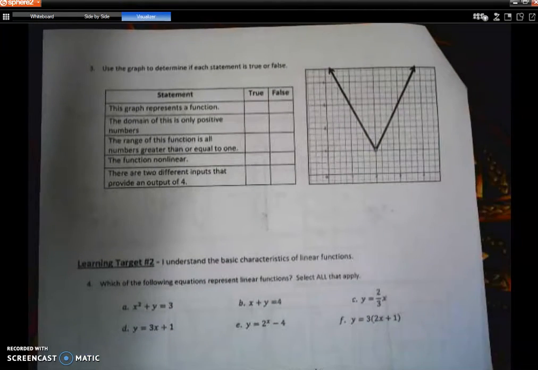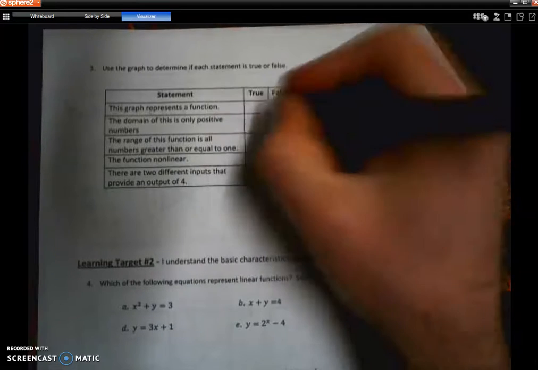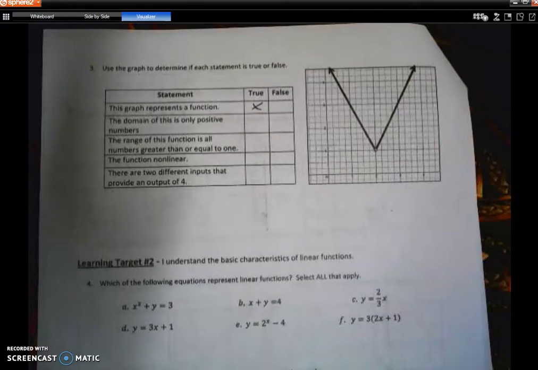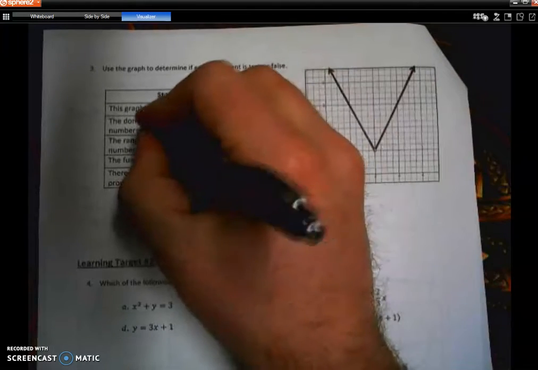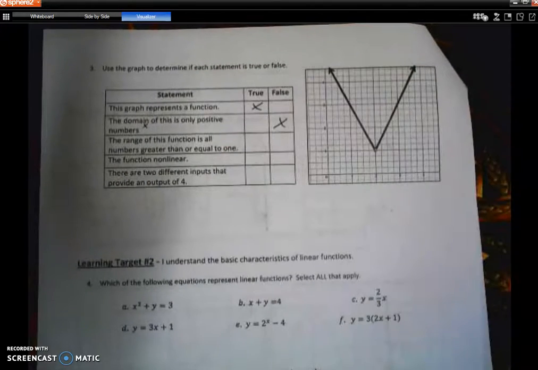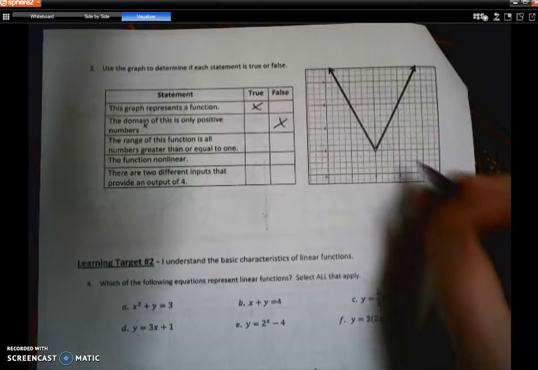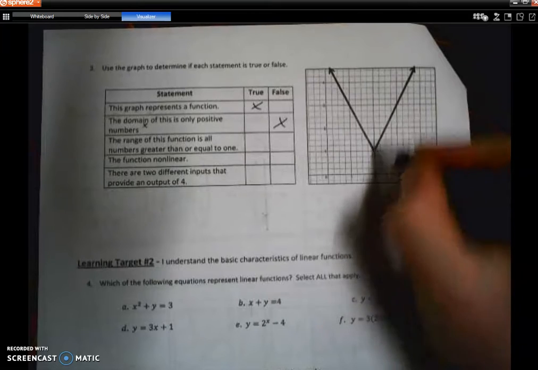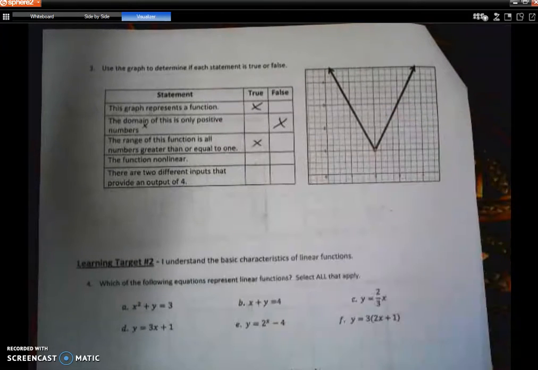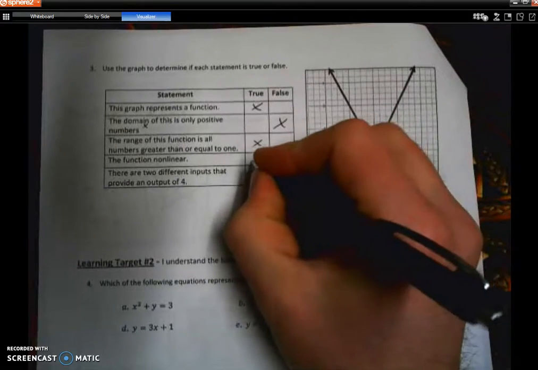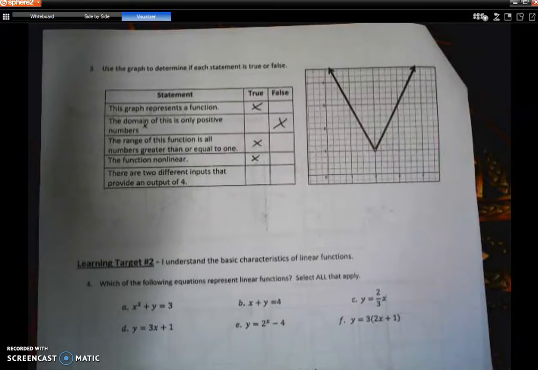All right, here we go. Use the graph to determine if each statement is true or false. This graph represents a function. That's true. The domain is only positive numbers. That's false. Remember, the domain is x, and it eventually hits the negative numbers. The range is all numbers greater than or equal to 1. Right there, there's the 1. It's all things greater than. That's true. The function is nonlinear. That's true.